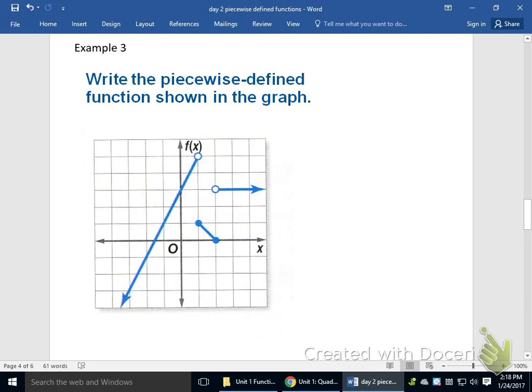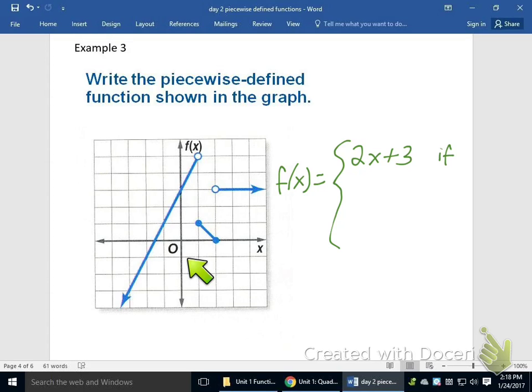Alright, this one has 3 pieces. Again, even though it doesn't ask for domain and range, I will include that as more practice doesn't hurt on those. Going to start with the leftmost piece right here. The slope is 2 and the y-intercept is 3. So whenever I'm writing this out, f of x equals, I'm going to have to make 3 pieces. As I said, 2 was the slope and the y-intercept was 3. That one worked if x had a value less than 1.